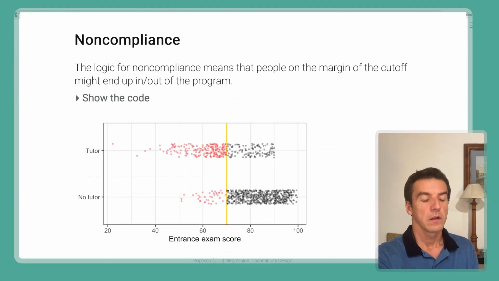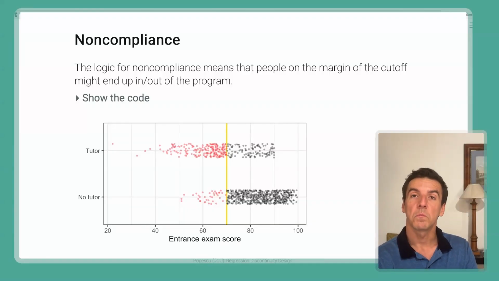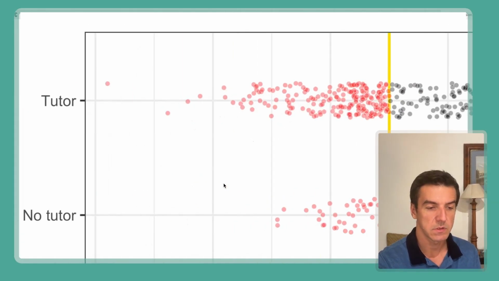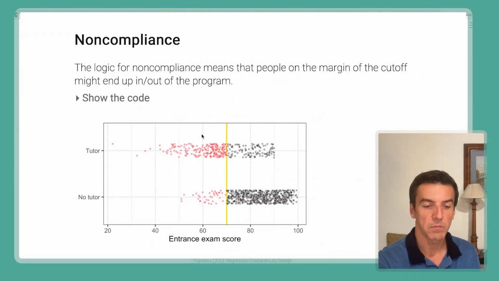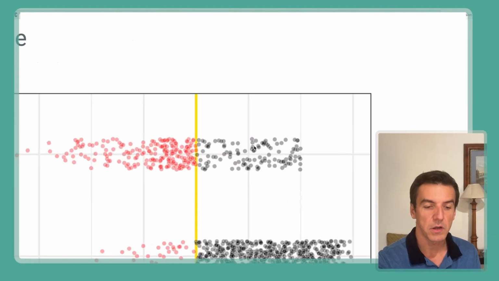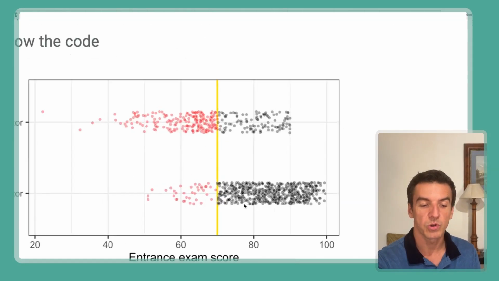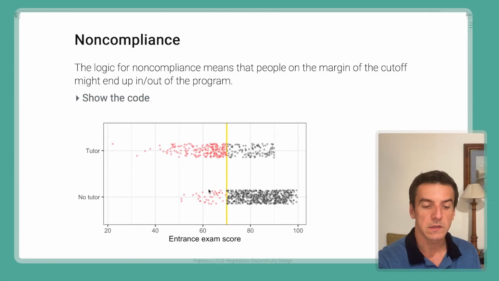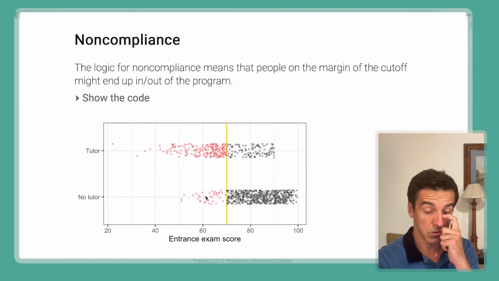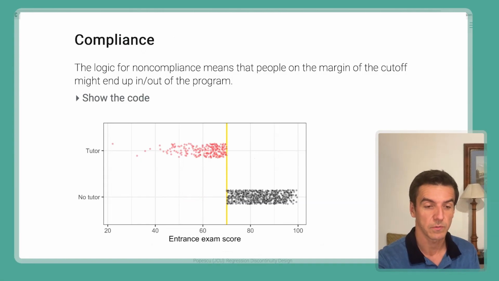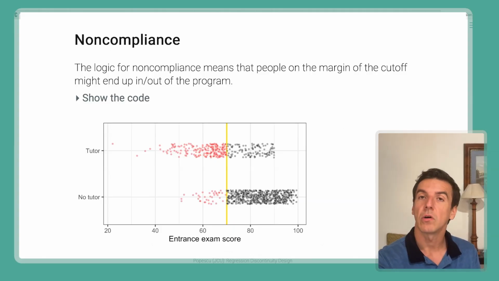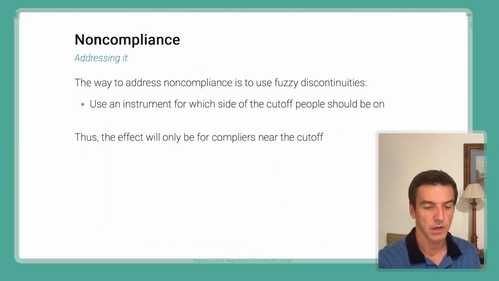So caveat 2 has to do with non-compliance. So what does this mean? It means that people at the margin might end up either in or outside of the program. So this is an example of this. These are people who originally should have benefited from the tutoring program, but there's a bunch who decided not to do the tutoring program. The same here. There are some people who shouldn't have had a tutor, but for some reason, a few students decided to do the program with the tutor. So this is compliance and this is non-compliance. Hopefully this is very clear.